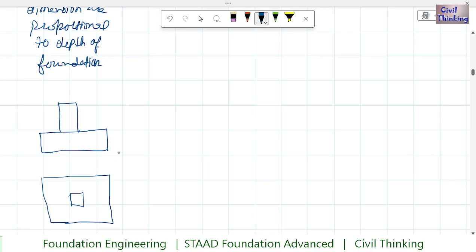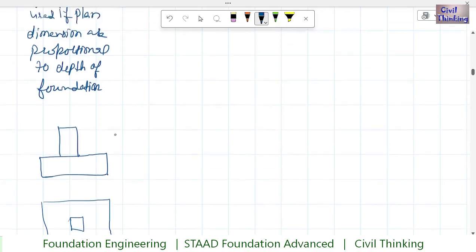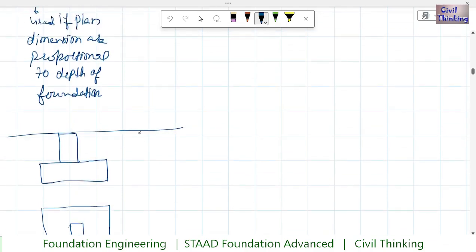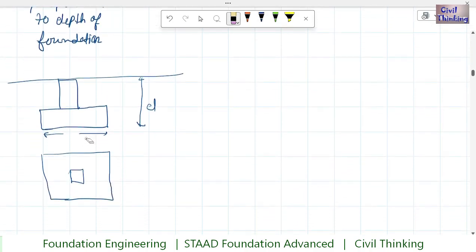Okay, now let us say this is the ground level, so this is the depth, this is the length. Rather, I will show it here. This is the length of the foundation, this is the width. Now if you see, the length and the width are proportional to d.